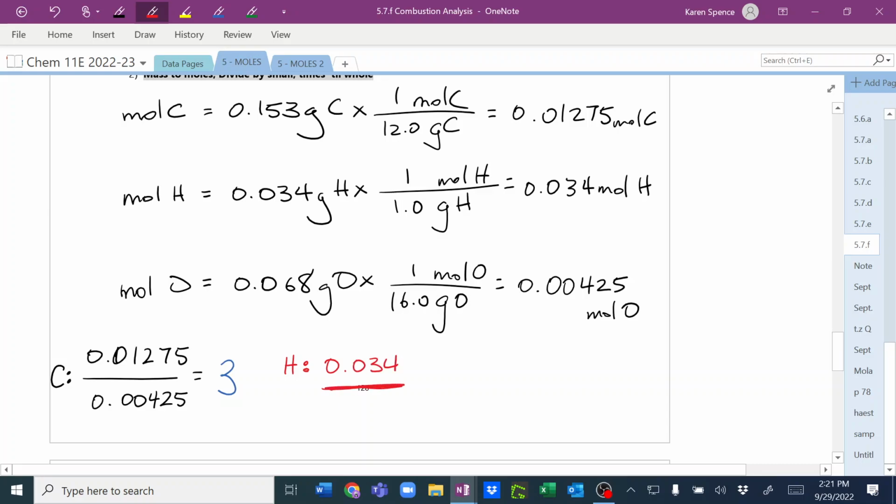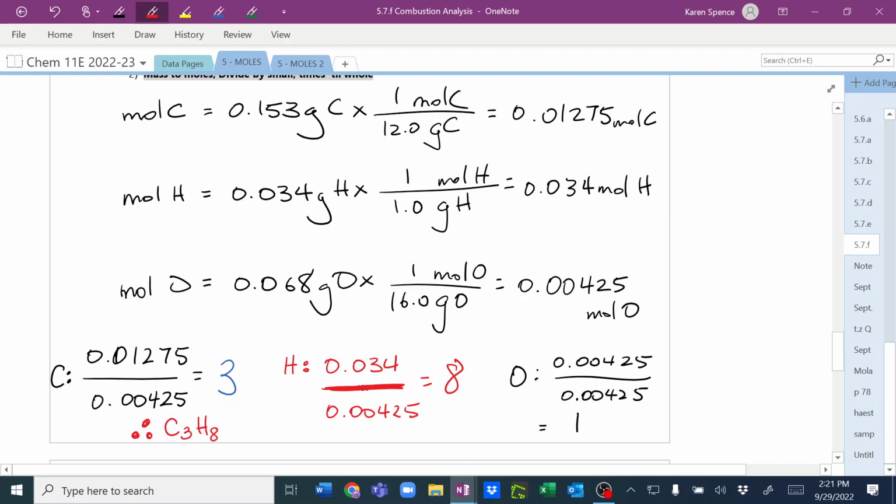0.034 divided by 0.00425 is 8. And then O, very straightforward because it's just 0.00425 divided by 0.00425. And that gives me 1. So our empirical formula then would be C3H8O.